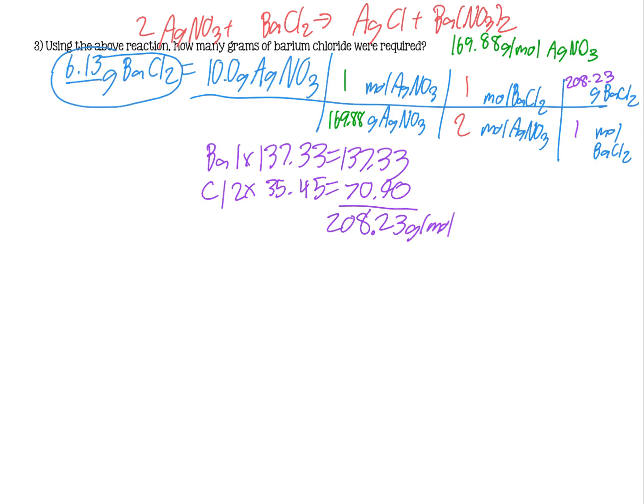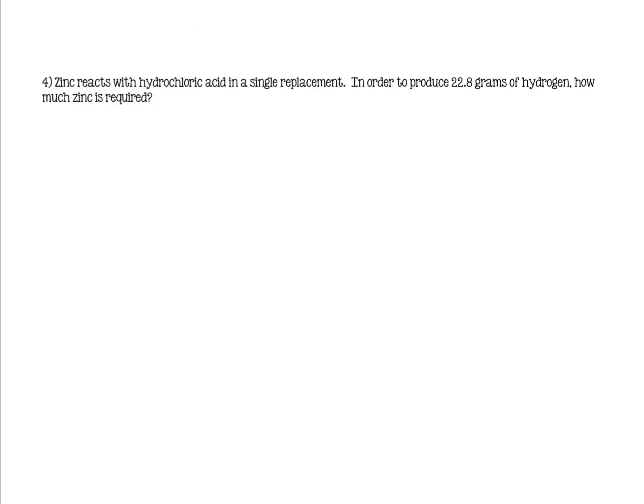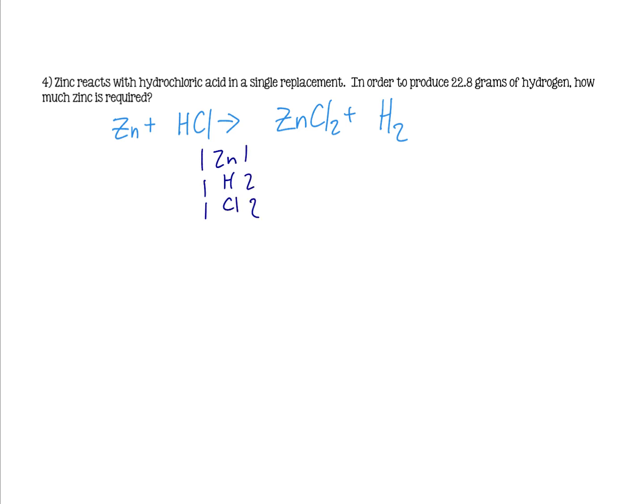In problem 4, zinc reacts with hydrochloric acid in a single replacement reaction. In order to produce 22.8 grams of hydrogen, how much zinc is required? To answer this, we are going to write and balance our chemical equation. Zinc plus hydrochloric acid yields zinc chloride plus hydrogen. Now we need to balance our equation. We have not enough hydrogen or chlorine, so we make 2 HCl's.